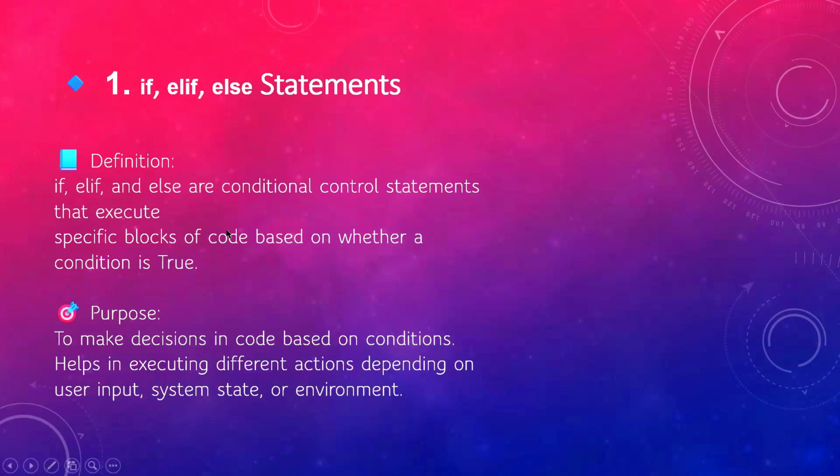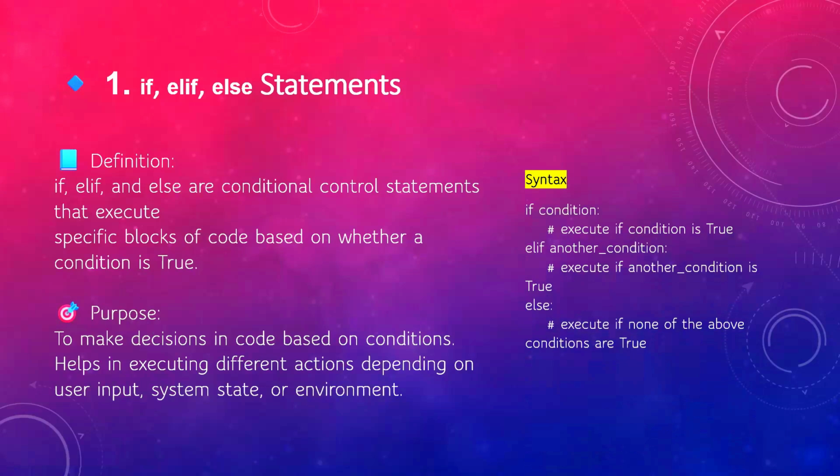I'll talk more about this, but the definition of the if, else if conditions: if and else if are conditional statements that execute a specific block of code based on whether the condition is true. And the purpose is to make decisions in code based on conditions. It helps in executing different actions that depend on user input, system state, and environments. So if you see the syntax of this if else statement, right?